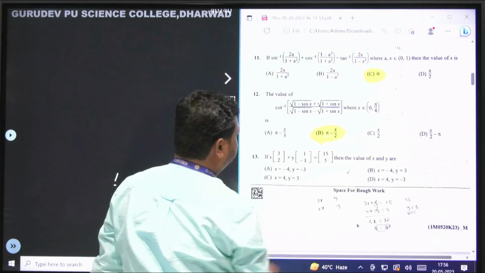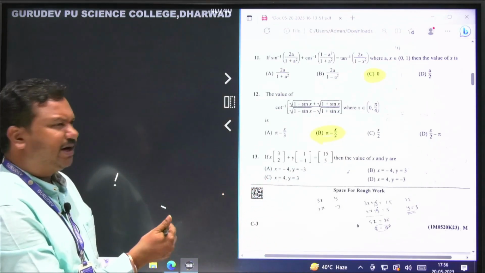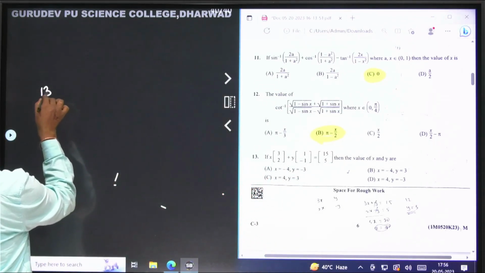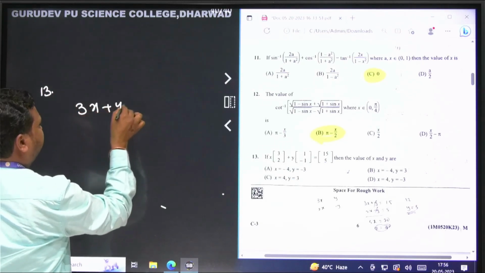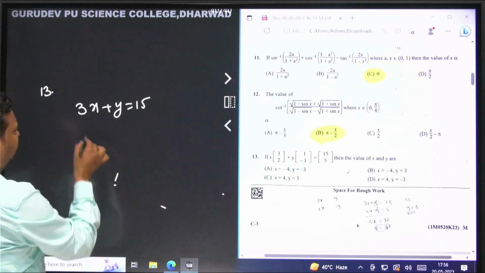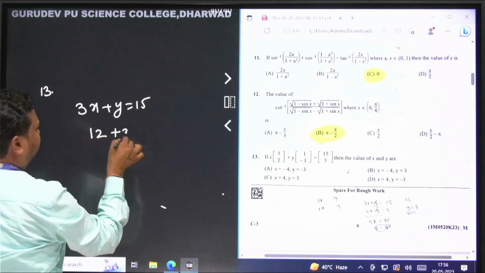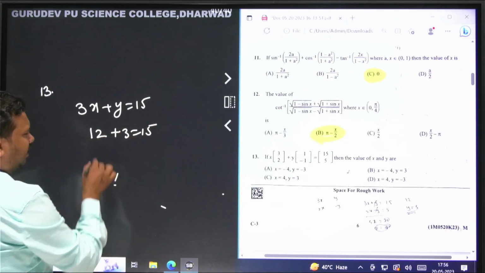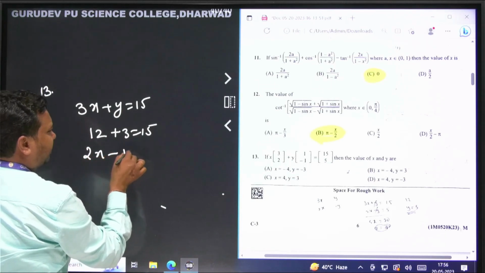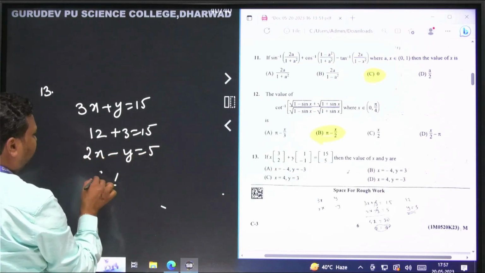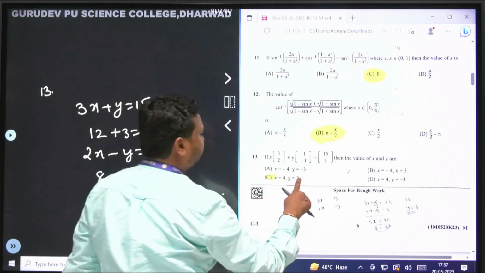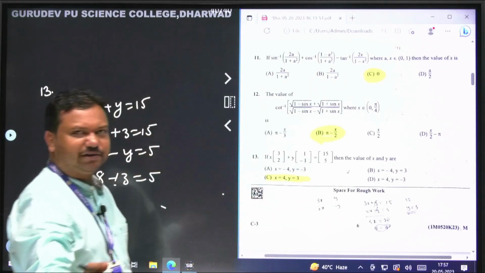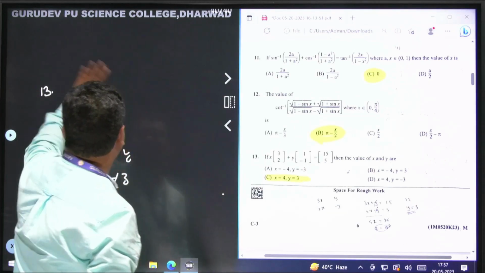For the 13th question, it is just a trial and error method, my dear students. For the 13th question, you need to just take care. 3x plus y should be equal to 15. You just go for this. 3 4s are 12 and 3 should be equal to 15. Okay. Then similarly, 2x minus y is equal to 5. Then 2 4s are 8 minus 3 is also equal to 5. Therefore, my answer is option C. By trial and error method, right? Good, very good. So I hope you have already tried it.